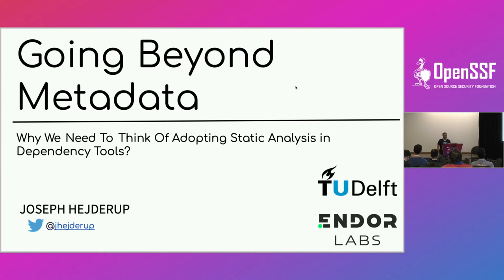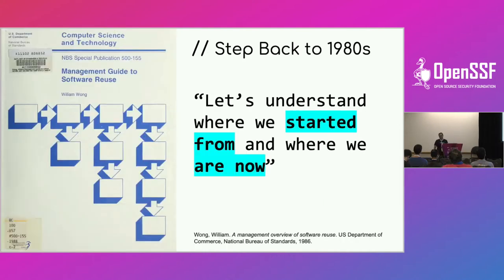Before we dive into dependency management and static analysis, it's sometimes good to take a step back, all the way back to the 1980s. One thing that's often talked about is security, dependencies, and maintenance problems. But we also have to look back and think about why we are using these tools in the first place, because we're doing it mainly for software reuse. I was very curious to know how we viewed software reuse back then.